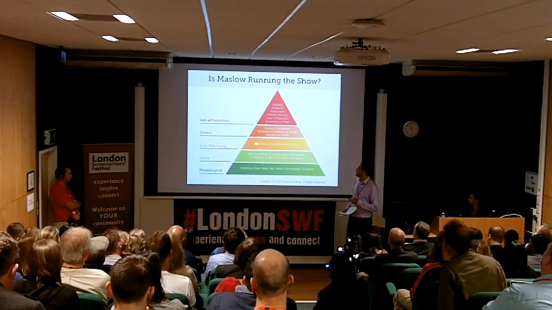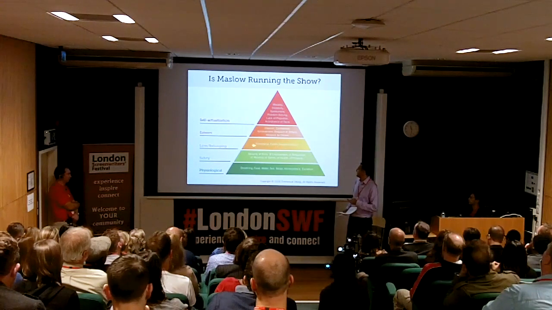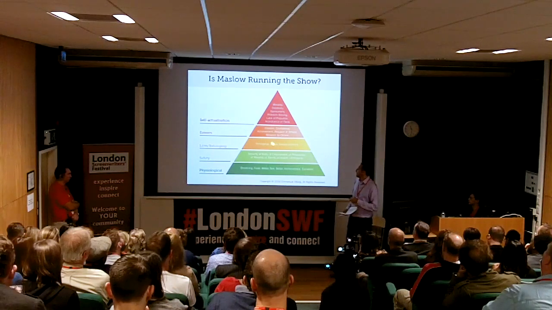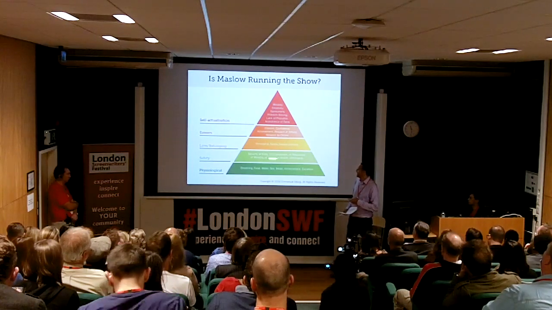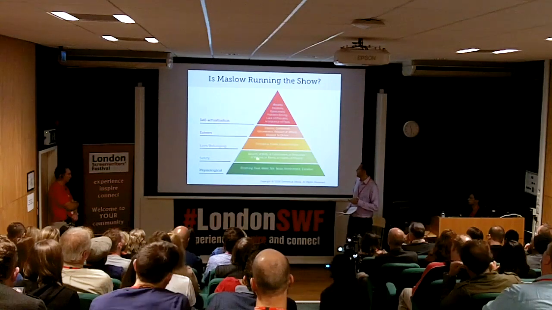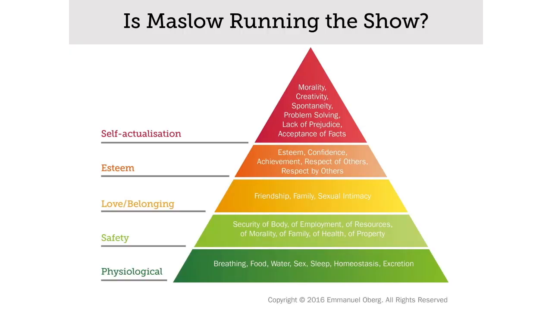Then you have love and belonging, which is friendship, family, sexual intimacy. The idea of Maslow is that before you can think about these things, you have to have achieved the levels below. So you have to be alive to be able to protect your family and make sure that you have a job and a roof over your head. And once you have this, then you can concentrate a bit more on friendship and family and sexual intimacy.